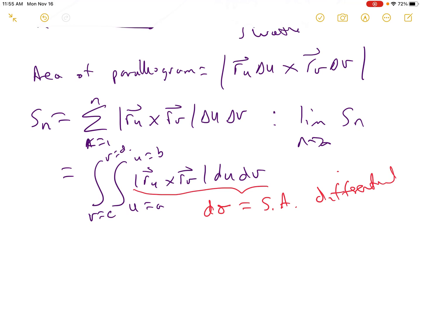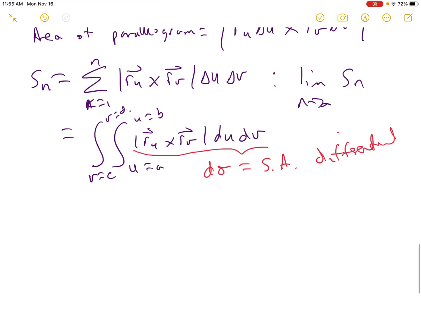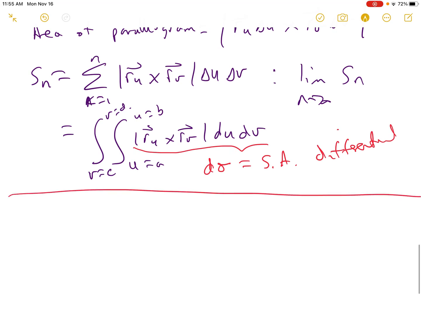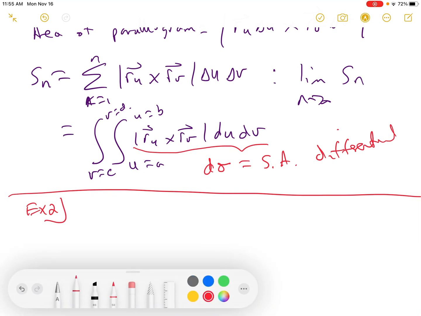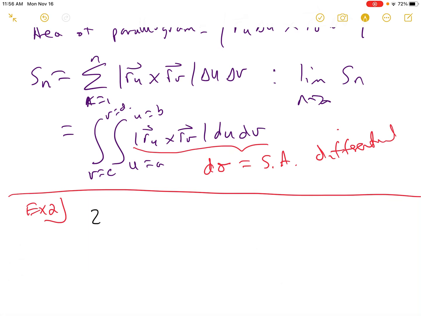All right, so let's go back to our cone. Let's go back to our cone example. Let me go back to black here. We have z equals the square root of x squared plus y squared. Where did it go, Pullman?